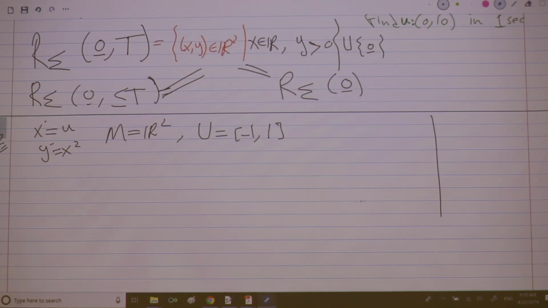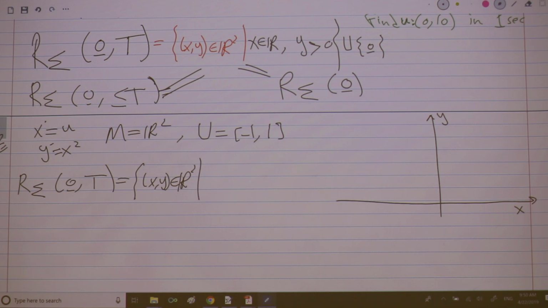So again, this is my plane, x and y. I'm asking what is the reachable set from the origin in exactly time t. What's that? So let's talk about x. This is every x and y in the plane such that. What about x? What is the maximum and minimum x that you can get in exactly time t? Your control is no longer free. It's bounded here, negative 1 and 1.